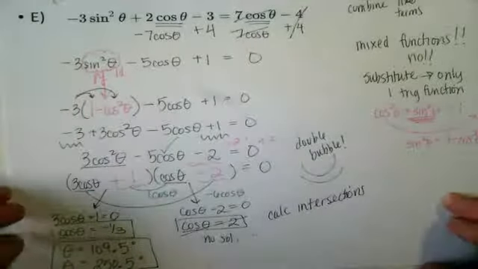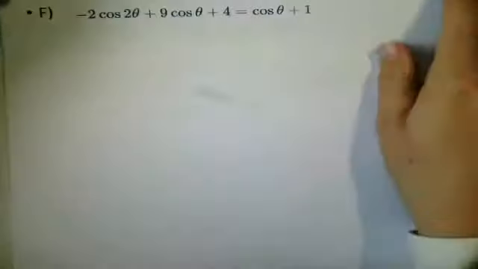Very cool. All right, let's try one more. I'm going to try and burn rubber through this one, so feel free to pause the video. What I want you to pay attention to here is that you'll notice we have cosine of a double angle, and these are cosine of a regular angle. So again, we're sort of mixing things, and that's not okay.